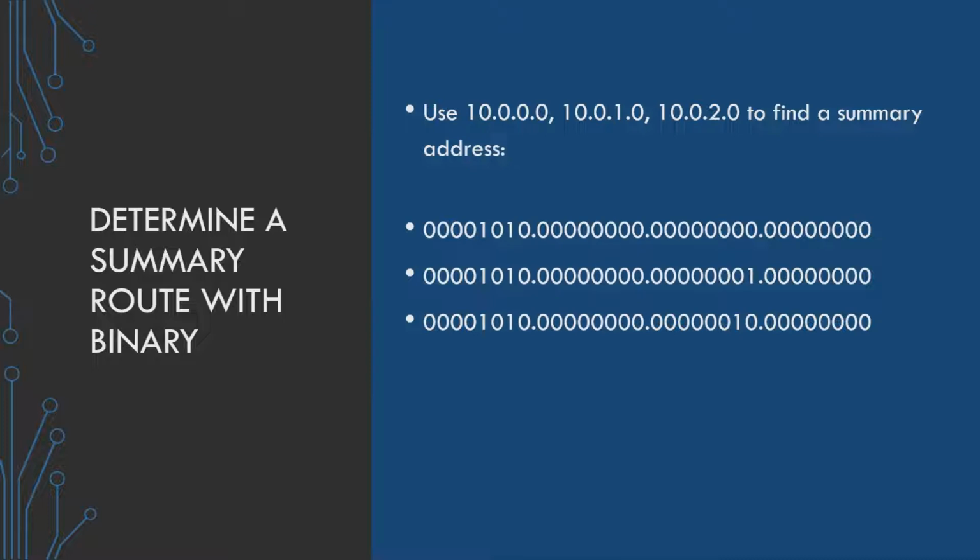So let's look at how we can do this practically. We've got these three networks, 10.0.0.0, 10.0.1.0, and 10.0.2.0. We want to find a summary address that will capture all of those addresses in one. What we first do is write these out in binary. This is how we can determine what the best summary address is.